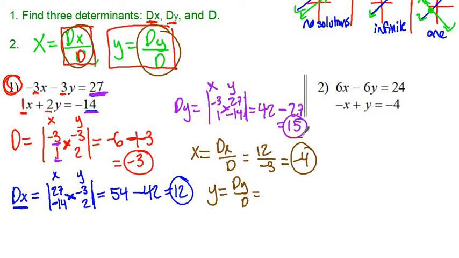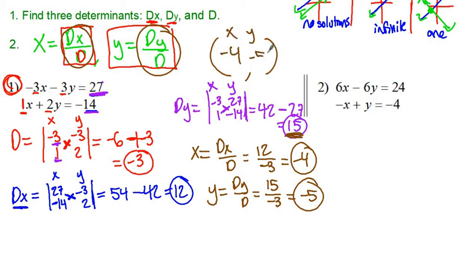The y solution is Dy over D. Dy we found up here was equal to 15. Big D again is negative 3. 15 divided by negative 3 is negative 5. So our final answer to this question, x comma y, would be negative 4 comma negative 5.